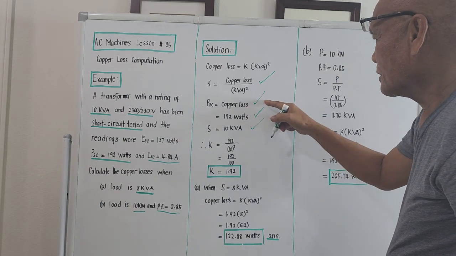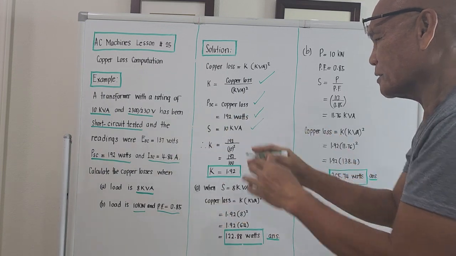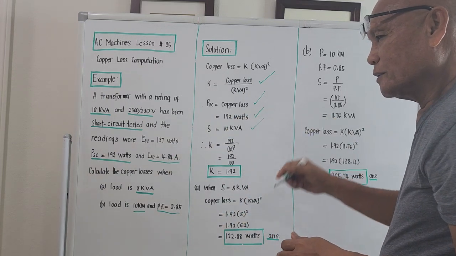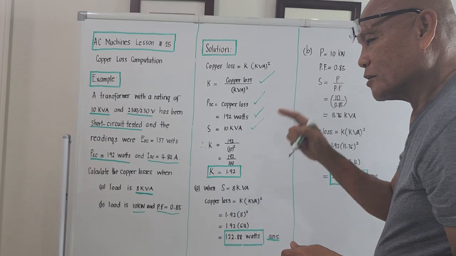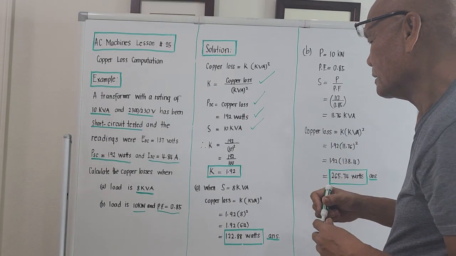The copper loss, we got this value here because from the definition of a short circuit test, the wattmeter reading during the short circuit test represents the copper loss. So we place it here as 192 watts.